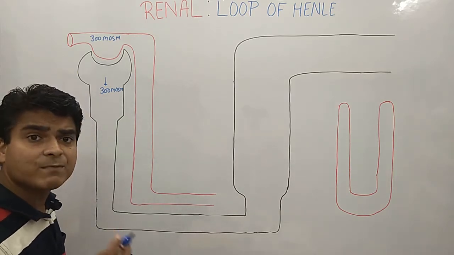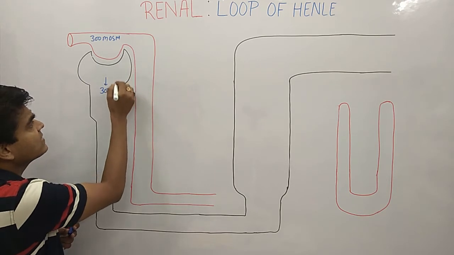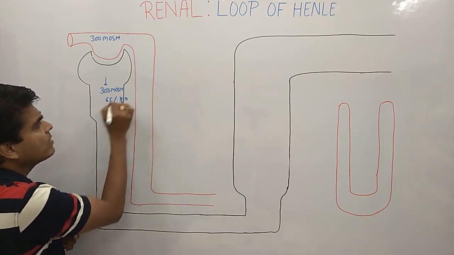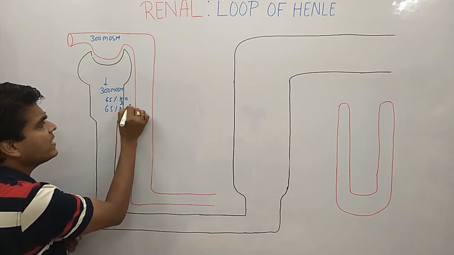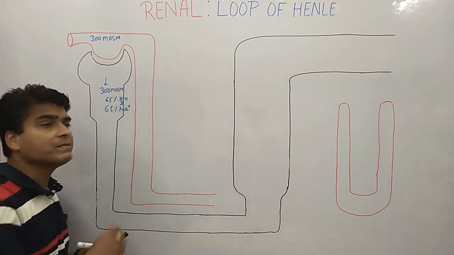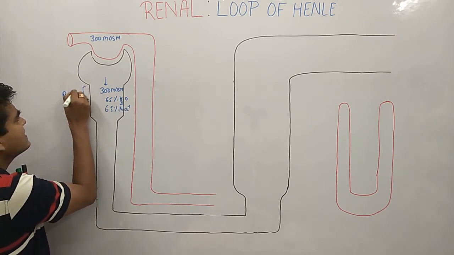Then further we absorb almost 65% of H2O, and the same amount, 65%, of sodium we absorb. Clear? So this is the same amount we absorb within the PCT. This area is basically the PCT.